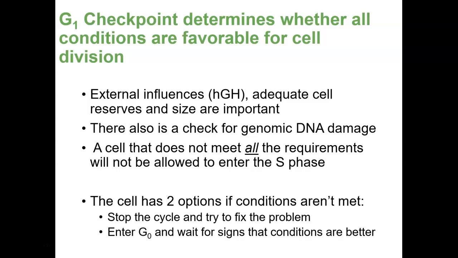Like, for example, if the DNA is damaged, can we fix the DNA? There's also an option to enter that G0, that little waiting side step. And for example, if the cell doesn't have sufficient nutrients or the substances it needs to go all the way through, then it will go into that G0 and wait to see if the conditions get better.